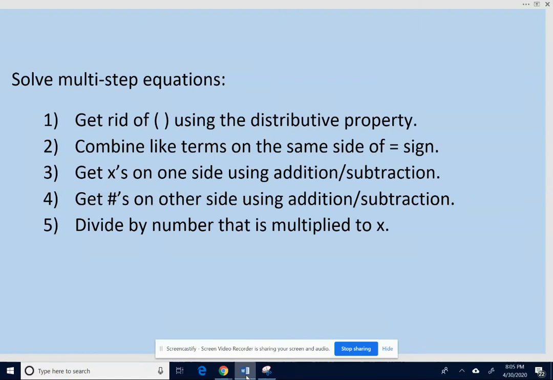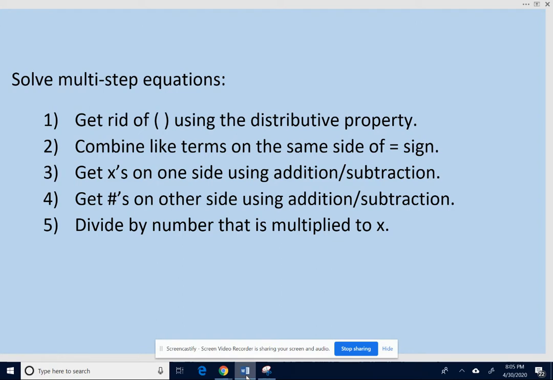Okay, this lesson is over solving multi-step equations. You're going to be solving equations and then getting a picture. I just have here on the screen, I gave you a couple ways to solve multi-step equations, but I think this is what most of you are using through the year.